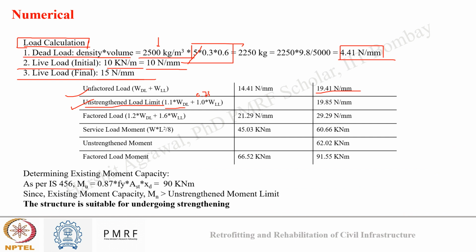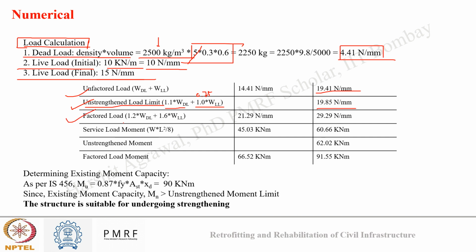But since this question talks about a bridge deck, my bridge deck will continuously experience live load. So we saw in the last session also, for cases where live load will be continuously acting, we should take the factor of 1. So instead of 0.75, I took the factor of 1 in this question. Considering this factor, my unstrengthened load limit post load increment will be 19.85 Newton per millimeter.